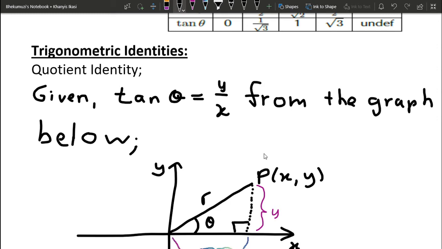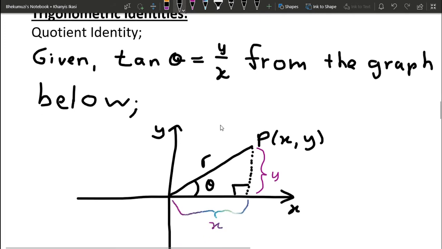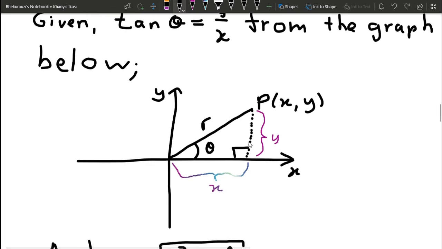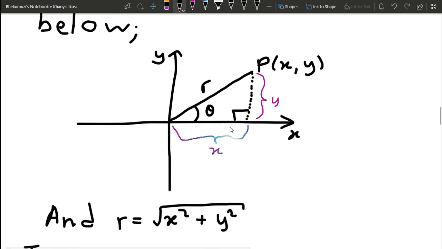Okay, so now we move on to what we call the trigonometric identities. There are going to be two identities that we're going to look at, and as I had said, with tan we also want to look at the quotient identity. So here we have the quotient identity, and we say, given that tan theta is equal to y over x from the graph below, this y over x is actually the opposite side divided by the adjacent side. So tan theta can be defined as y over x in the Cartesian plane.